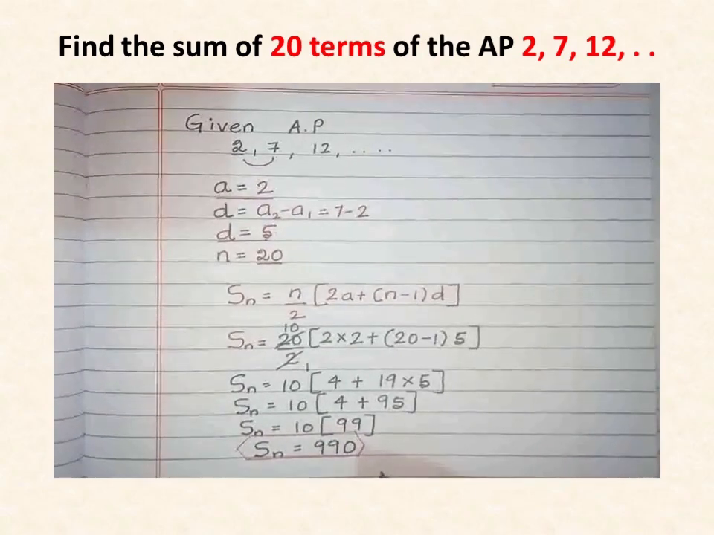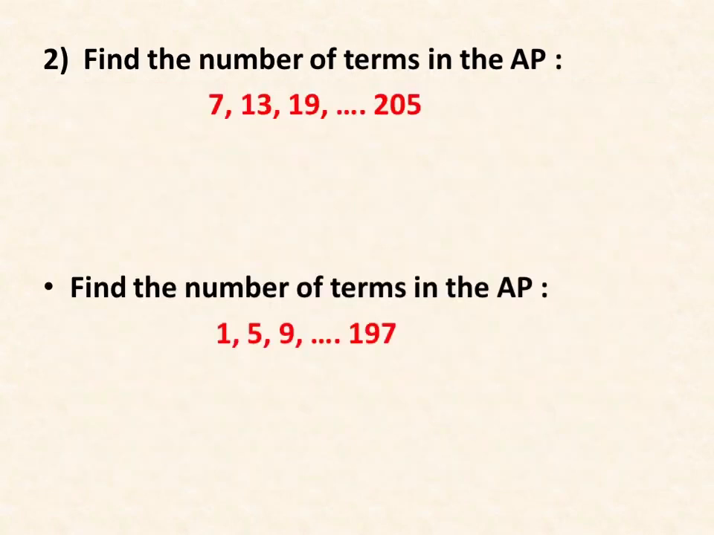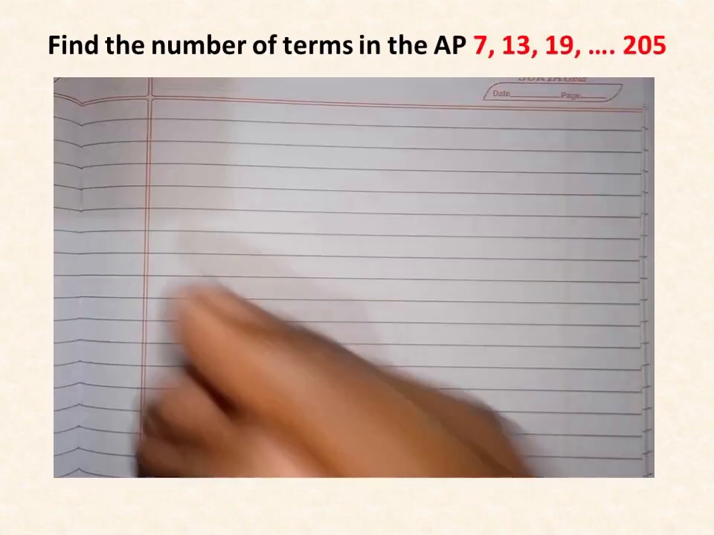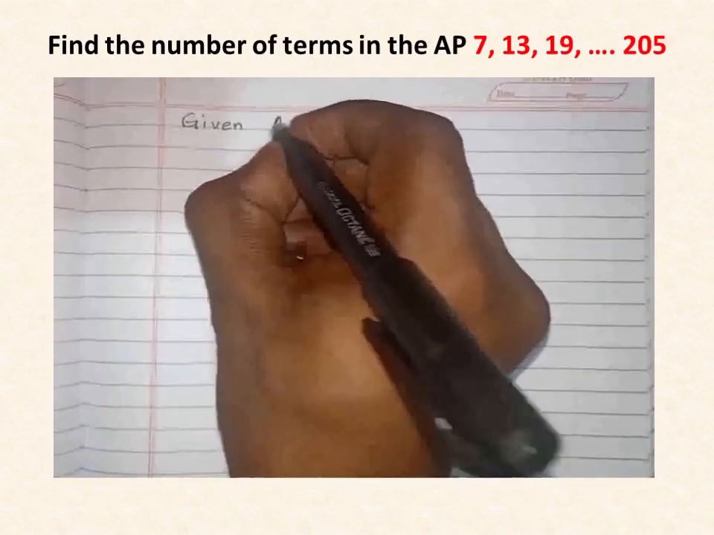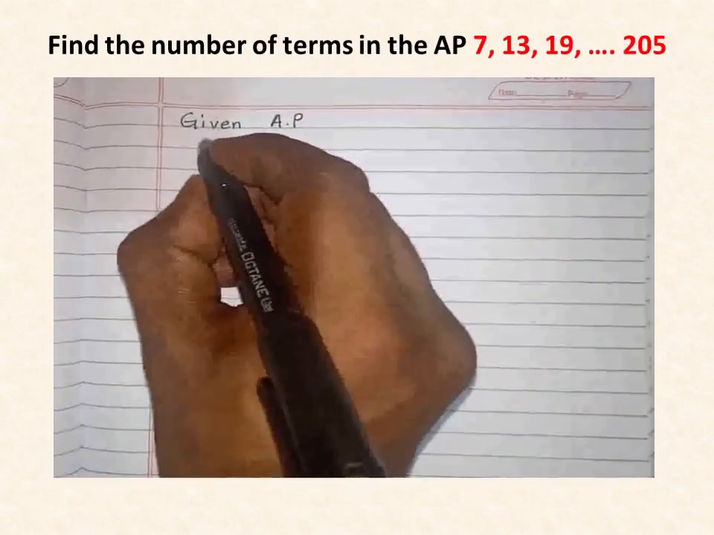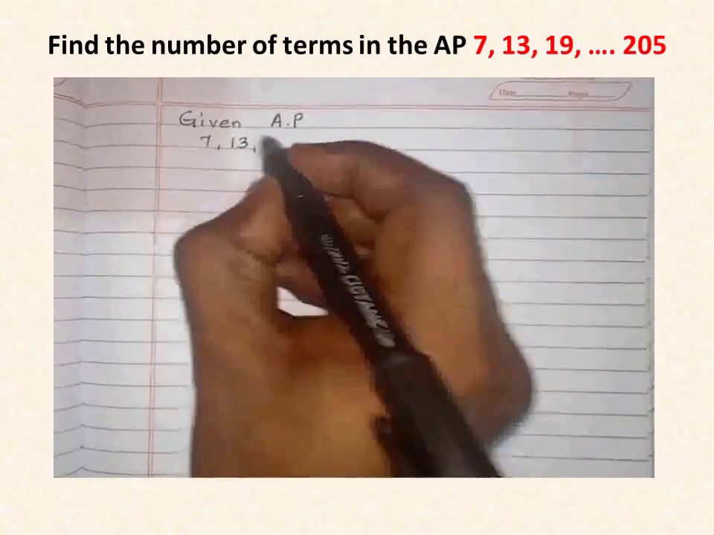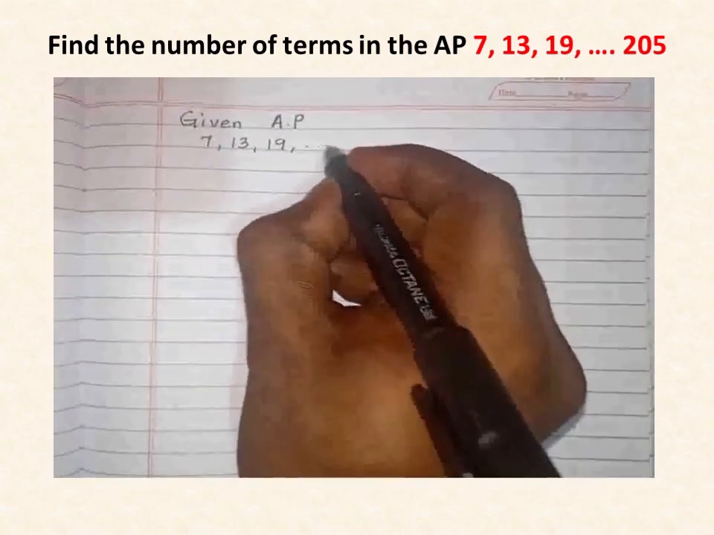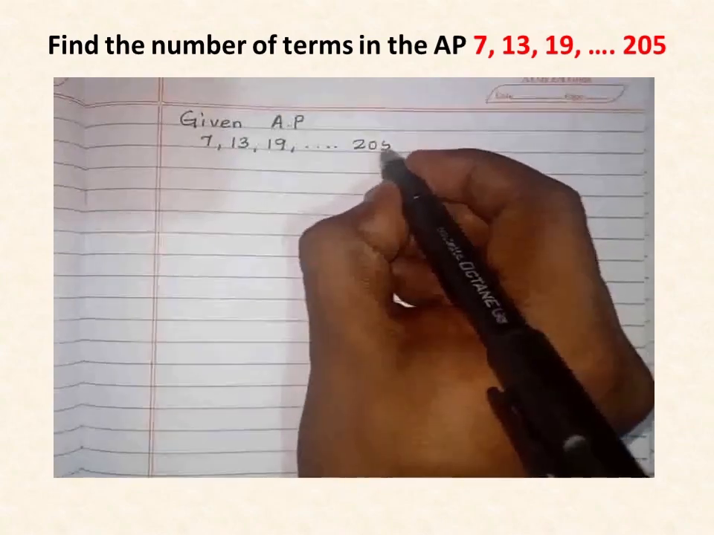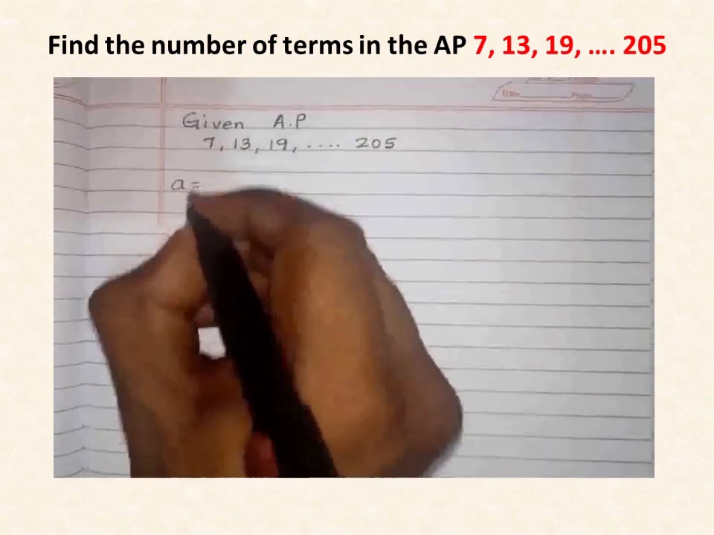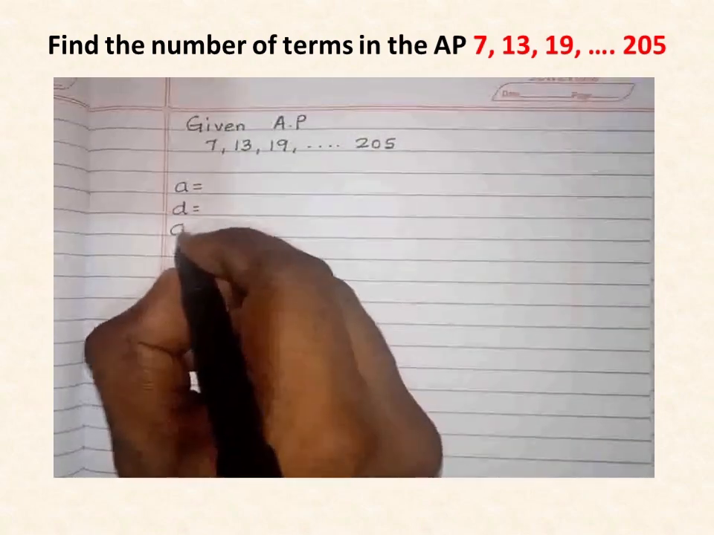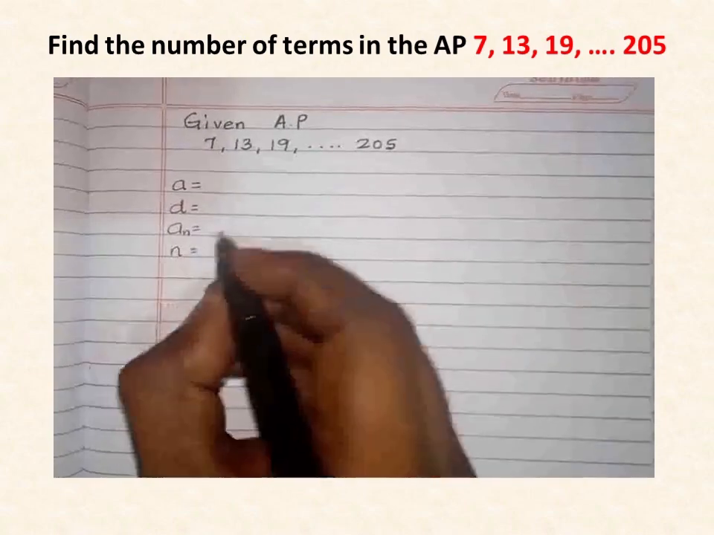So similar question is for your practice. So second question, finding the number of terms of the given AP. In the same way as the first question, I'll solve it. Now we'll write down the given AP. The given AP is 7, 13, 19 and they are given last term as 205. Now in the same way we need to find out the value of A, the first term, D the common difference, and here the last term An, then we need to find out the value of n.